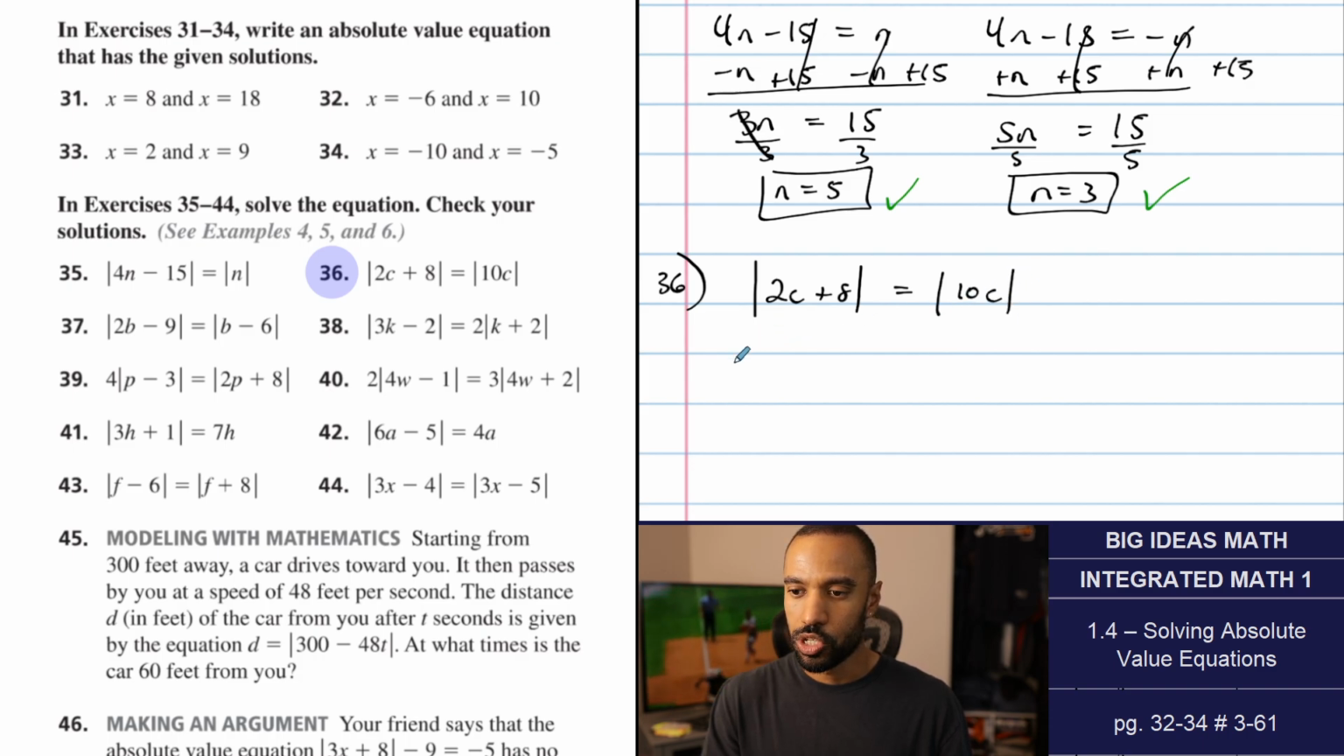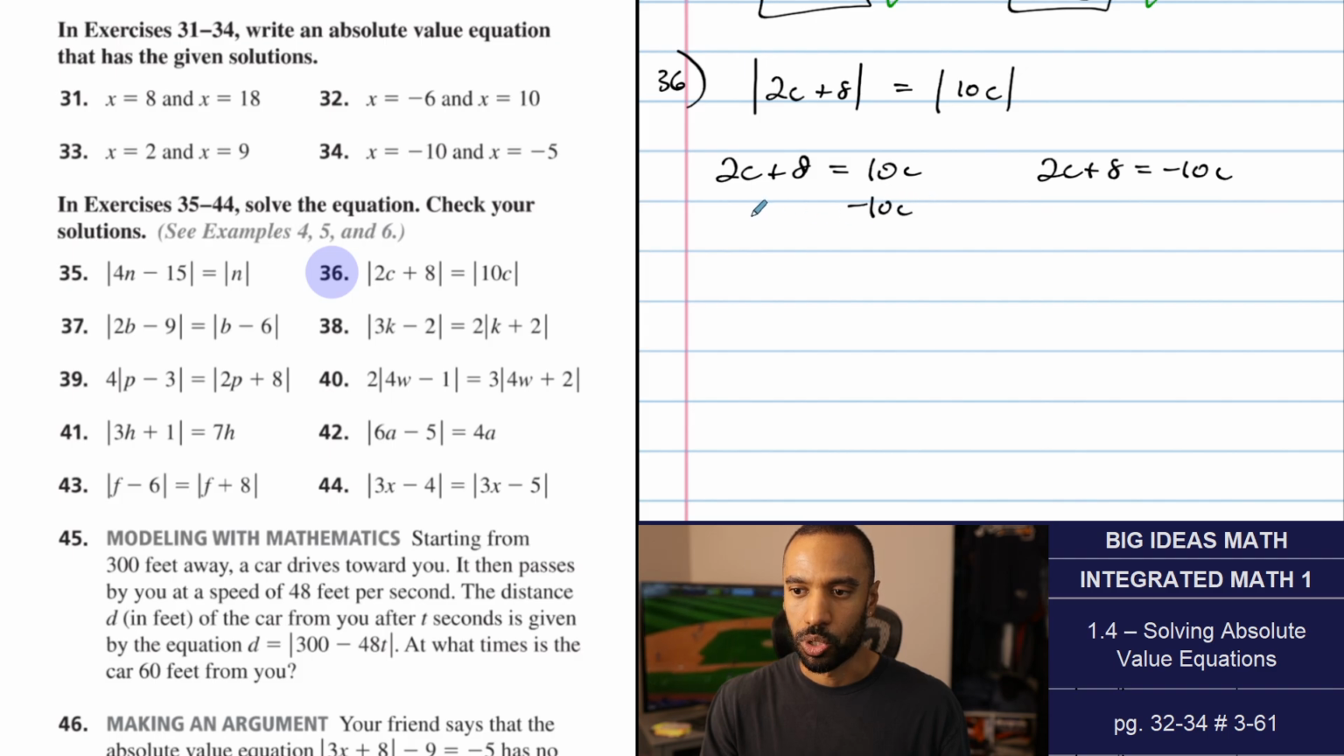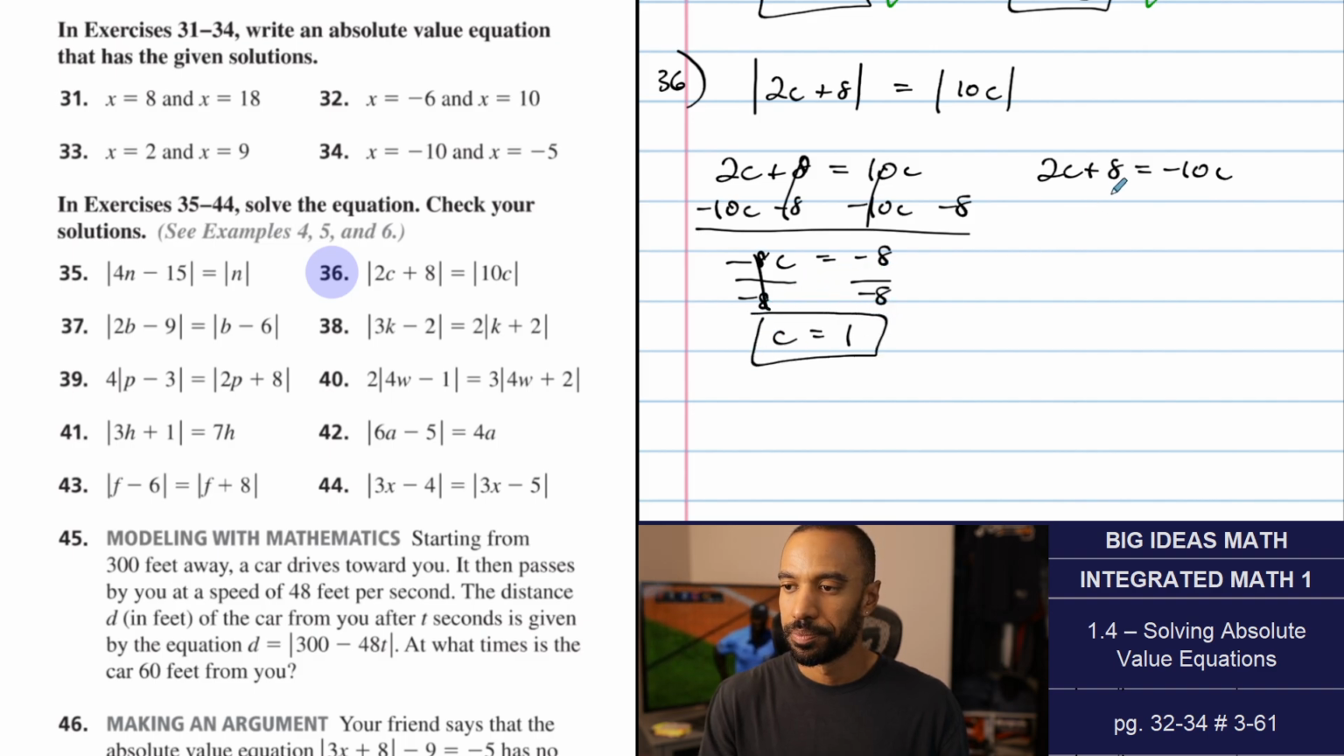Again, let's make 2c plus 8 equal plus or minus 10c and solve from there. On the first one, I subtract 10c from both sides, as I can subtract 8 from both sides. We get negative 8c equals negative 8. If you divide both sides by negative 8, you will get c equals positive 1. We'll check that one out.